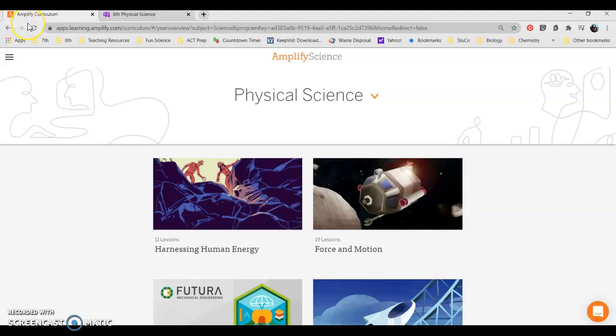So that's the icon for Amplify. When you pull that up, you should see physical science. If you do not see that, let me know so we can get it fixed for you. So our first unit right here is Harnessing Human Energy. You can also see the other units that we'll go through. So force and motion, things like that.